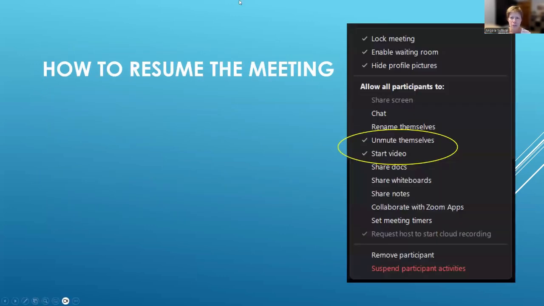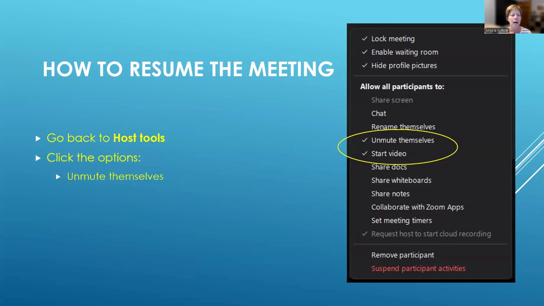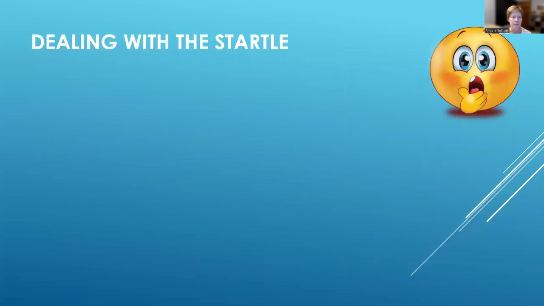So how do you resume the meeting at this point? You're on the screen again under host tools. Just go ahead and check unmute themselves and start video, and tell people they can unmute themselves and start their video, and we can resume the meeting. Again, they can hear you talking this time, and they'll know that the meeting can begin again.